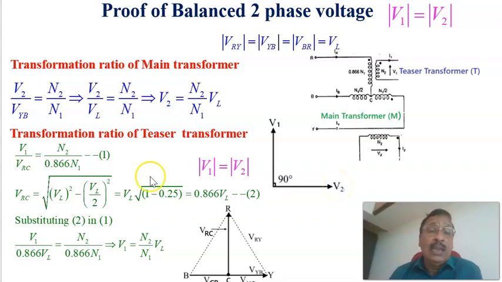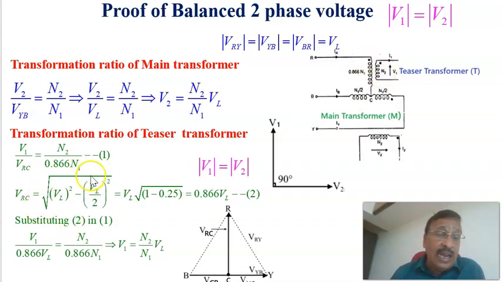And of course, the transformation ratio of the teaser transformer: taking the corresponding voltage here, which we name V1, V1 divided by this voltage. What is this voltage? Let us see. That is the voltage between R and C, VRC. VRC corresponds to the turns on this side, equal to N2 divided by 0.866 N1.